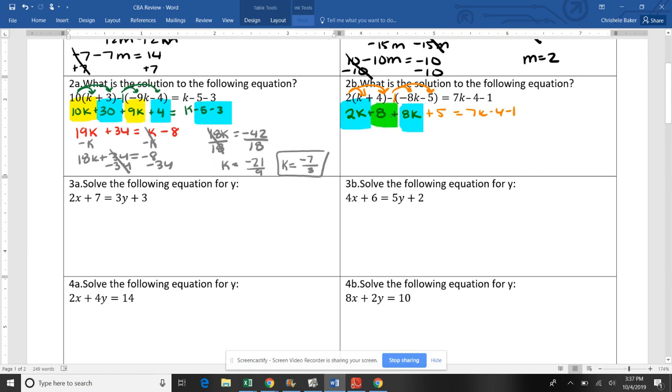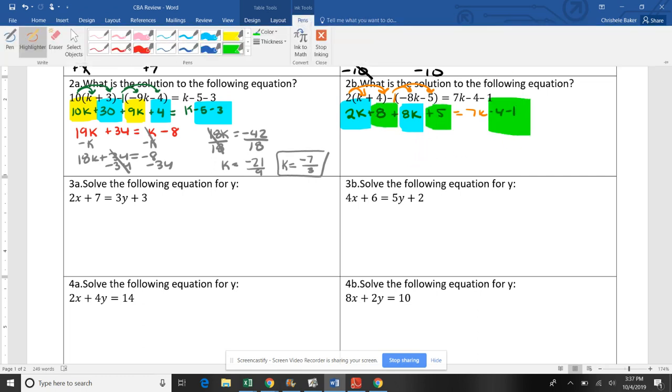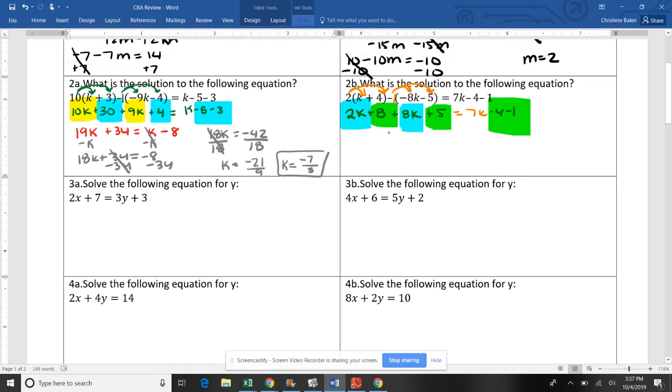And then I have constants over here as well. So 2K plus 8K is 10K. 8 plus 5 is 13. Nothing to combine that 7K with. And negative 4 minus 1 is negative 5.